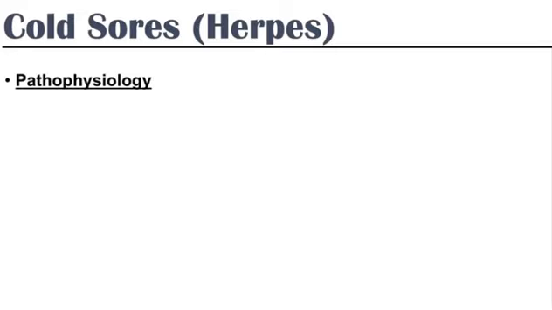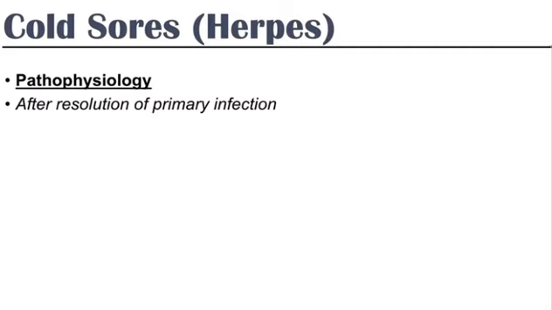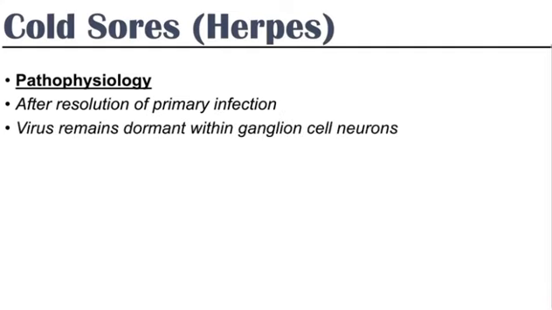Now, the pathophysiology of cold sores and herpes virus in general is that after the resolution of the primary infection, so after that 10 to 14 day period where your body eventually seems to resolve the infection and you're back to your normal self, unfortunately the virus hangs around and it remains dormant within ganglion cell neurons.